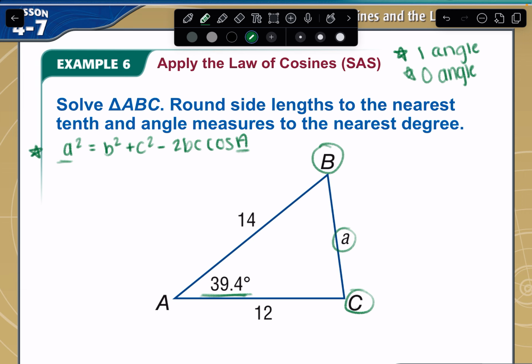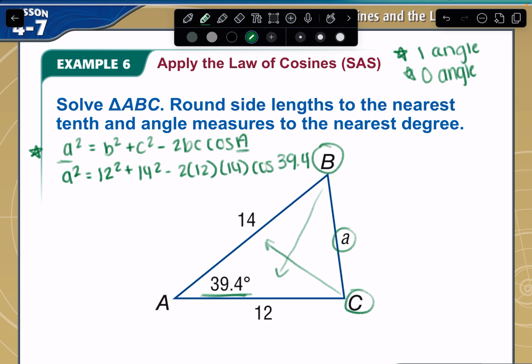So plugging in what you know, I don't know A, that's what I'm trying to find. My B value, so again, remember, your angle measure and side lengths are across from each other. So your B value would be 12 squared. Your C value is 14. My B value again is 12. My C value is 14. Then this is cosine of angle measure A. Angle measure A is given to you, so 39.4.